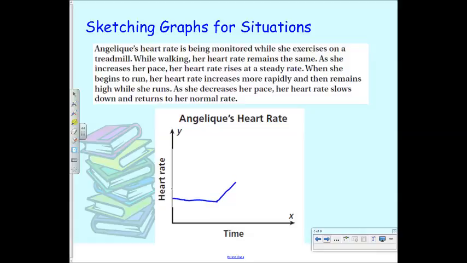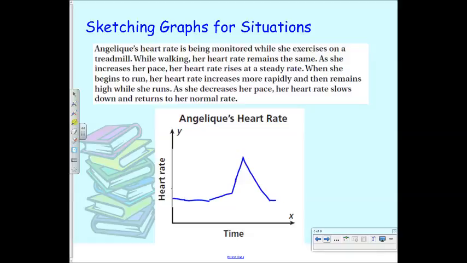All right, and then what happened? So then she decreases her pace, so her heart rate slows and returns to her normal rate. Oh, wait, did she die? All right, perfect. That looks great. I'm going to make this just a little more obvious just so we make sure we know this. So it rose slowly. That's not obvious enough. And then it spiked. And then she kept living afterwards. So I'm going to keep Angelique alive.